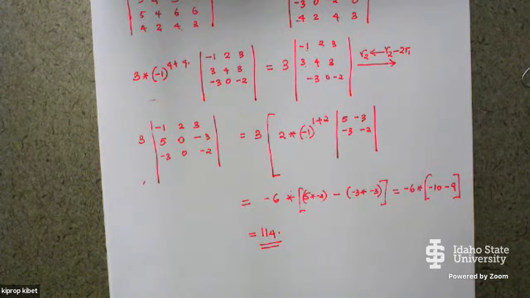So that is how you can combine the reduction and the cofactors. Any question?